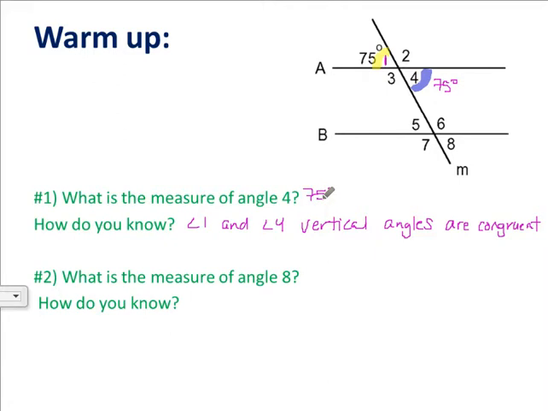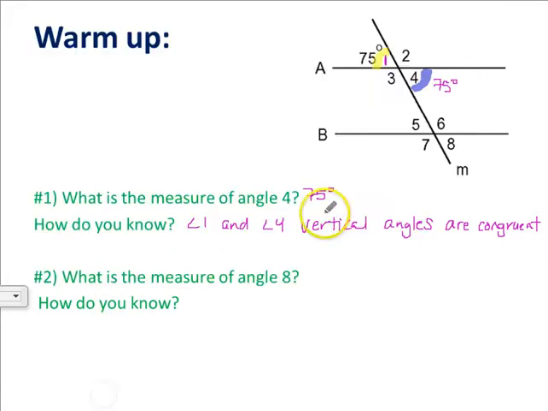So make sure you have the why in there in terms of explaining why we know that angle 4 is 75 degrees. And the reason why is that we know angle 1 and 4 are vertical angles. And thus, angle 1 and 4 are congruent, and therefore angle 4 would also have to be 75 degrees.